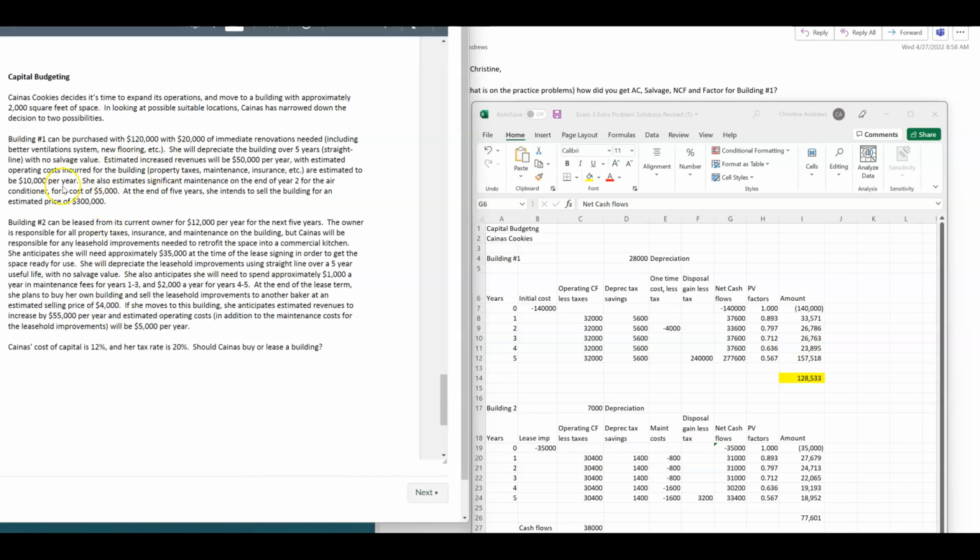Let's see, how many years is it? Oh, it's 5. You go to 5 years, 5 periods, at 20%. Okay, hold on. Let me go get some factors.